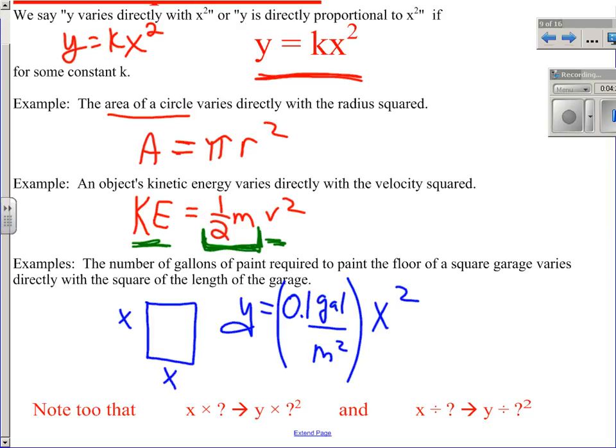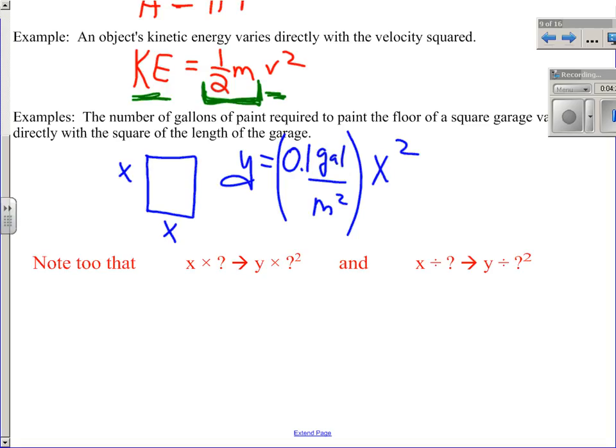But notice, and that's kind of what the bottom of the page says, if I change the length of my garage by some factor, suppose I take the length of my garage and double it, that actually means I'm going to need 4 times as much paint. I'm going to have to take Y and not multiply it by 2, but multiply it by 2 squared.